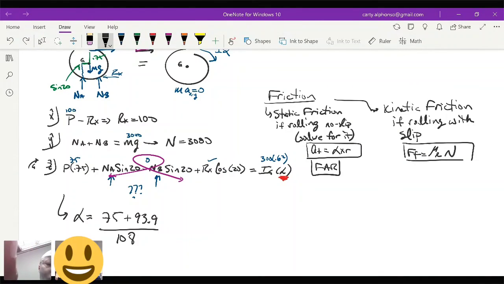So we got a 75 plus 93.9 divided by my last answer, which is 1.56-ish. So our answer is roughly 1.56 radians per second squared. And that will be our answer.